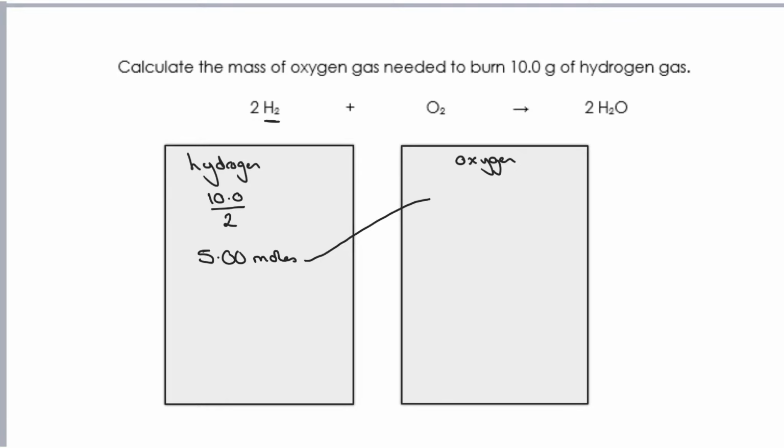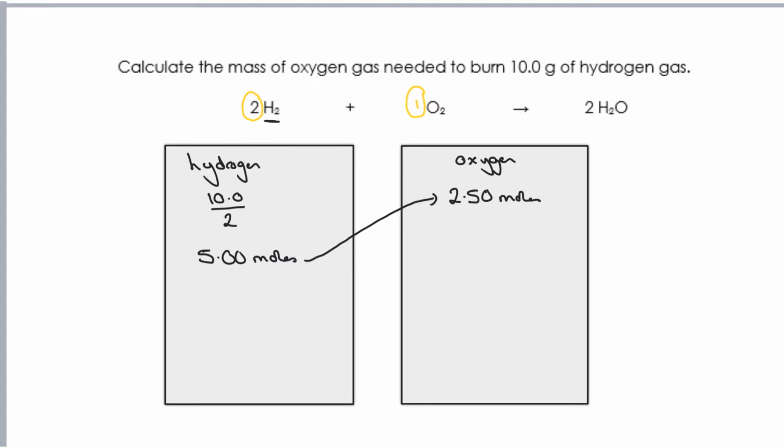Now, we need to work out the number of moles of oxygen gas that are required. So let's put an arrow up to oxygen. Now, in this case, we've got a 2 to 1 ratio. So to burn 5.00 moles of hydrogen, we need 2.50 moles of oxygen gas.